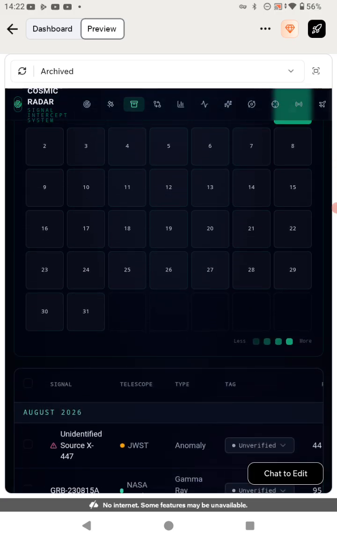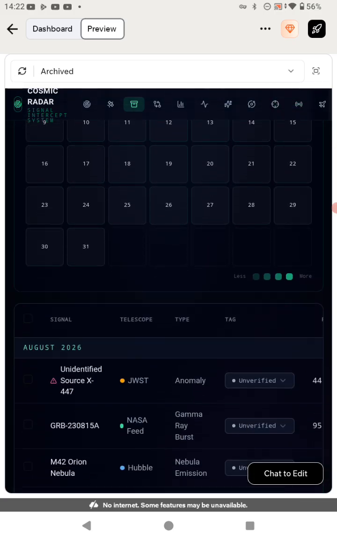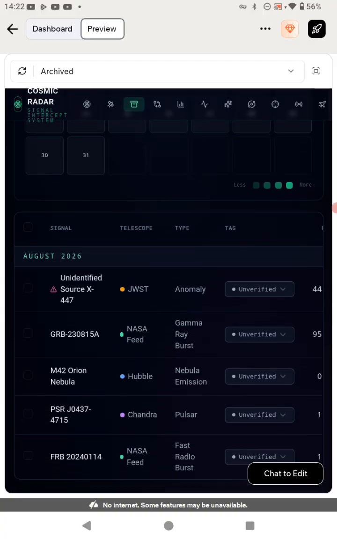Okay, so I'm not sure how this calendar is working. I've got to work on this a little bit. But here, you've got identified source X447, James Webb Telescope, and normally, okay, and then unverified. Now we've got the GRB 230815 NASA feed, gamma ray burst, unidentified. M42 Orion Nebula, Hubble Telescope, nebula emission, unverified.